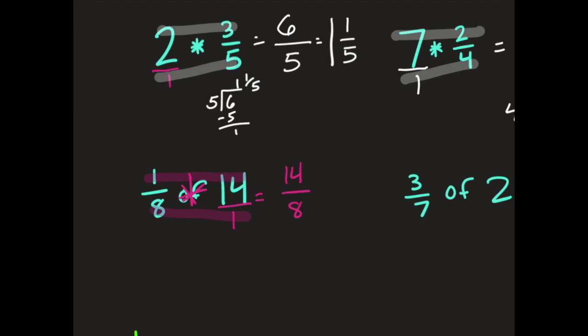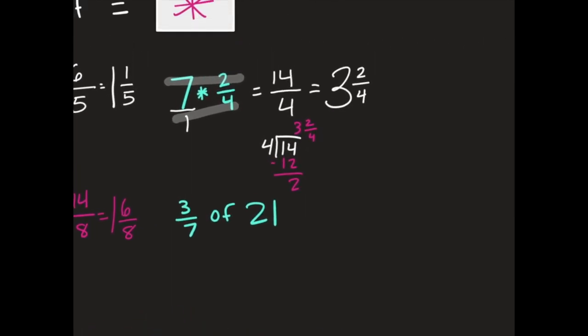And then I'm going to have to switch this into a mixed number. 14 divided by 8. That will go in 1 time. And then I have 6 left over. So my answer is 1 and 6/8. That is going to be my final answer.